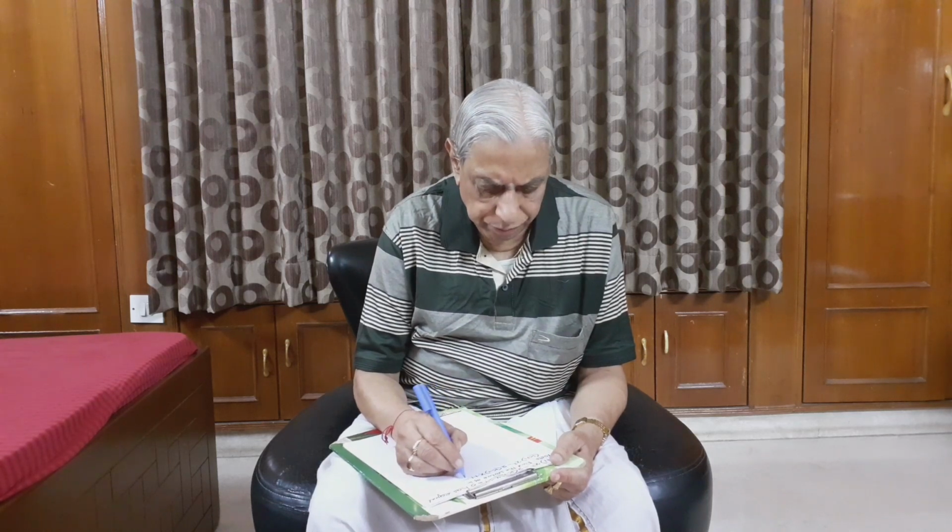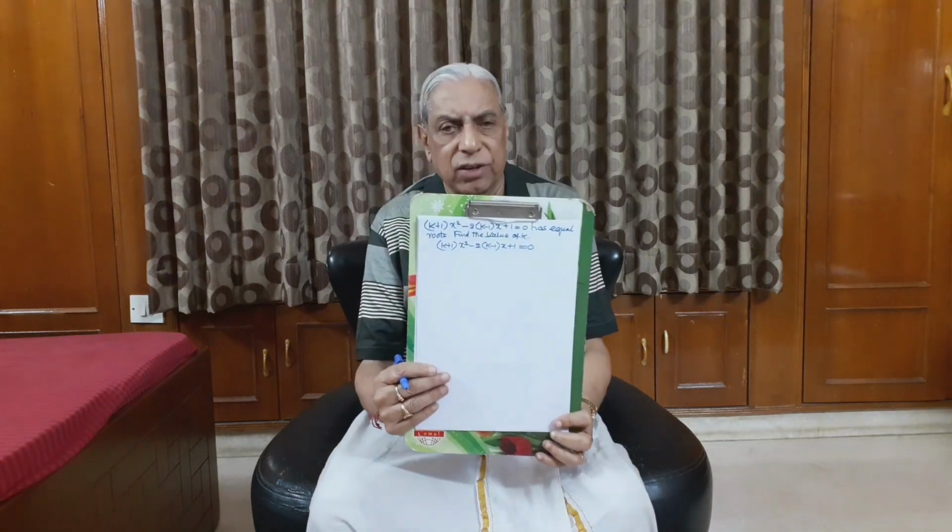So what is the first thing there? Write down the equation. Be fast. K plus 1 into x square. Write it as it is. K plus 1 into x square minus 2 times k minus 1 into x plus 1 equals 0. I have written the equation as it is.